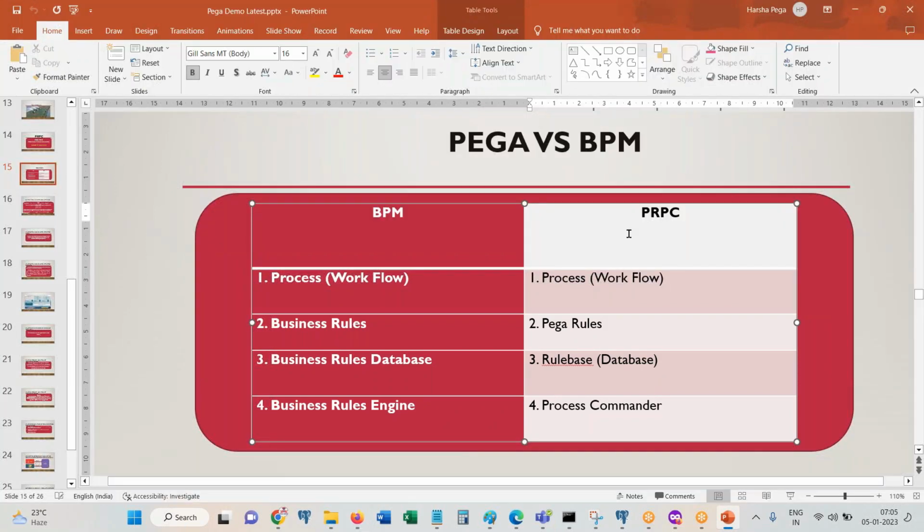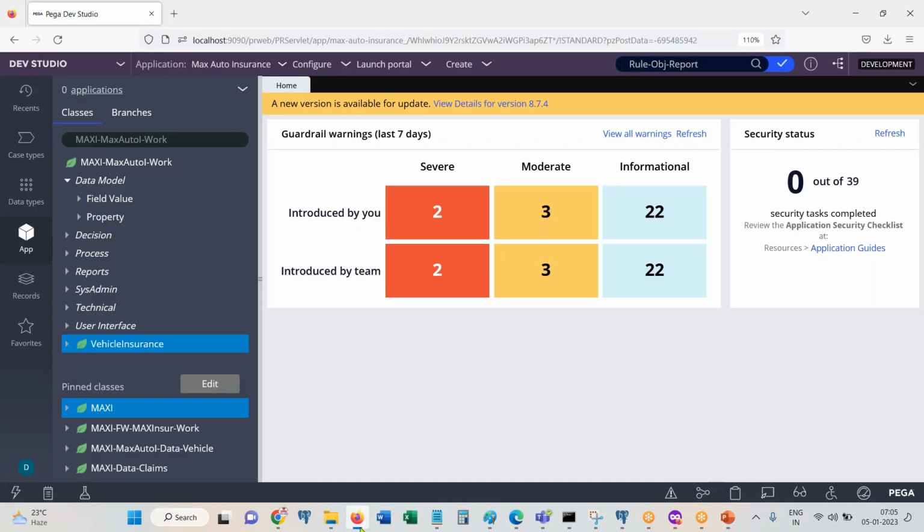What is the abbreviation of PRPC? PEGA Rules Process Commander. So PEGA Rules Process Commander is the environment which we use to develop applications and to execute the applications developed on this environment. I will add one point. For example, you develop an application using PEGA, you cannot run it without the PEGA environment. This environment is the same for developing as well as execution, both.